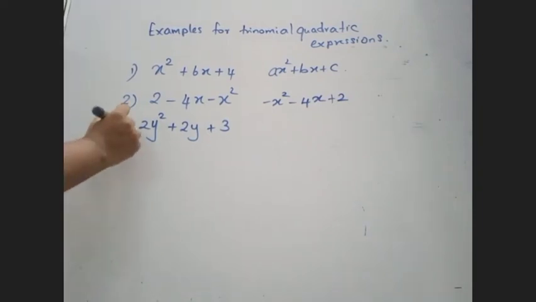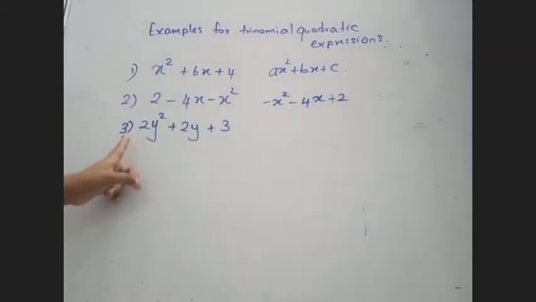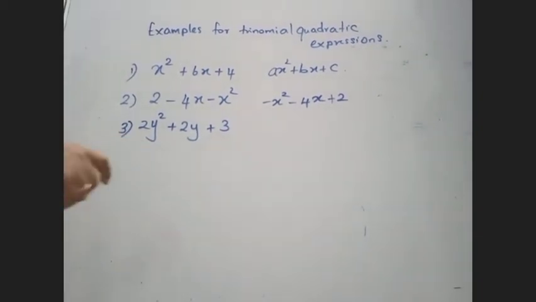Look at the third example. Don't think it always comes in x. You can get the trinomial quadratic expression in terms of y as well. It is in the format ay square plus by plus c. It is the same, only the variable is different. So this is also an example of a trinomial quadratic expression. Now let's look at the ways of factorizing each of these expressions.